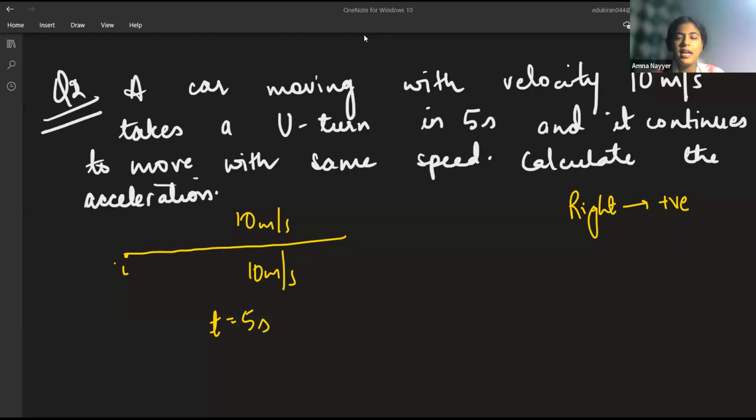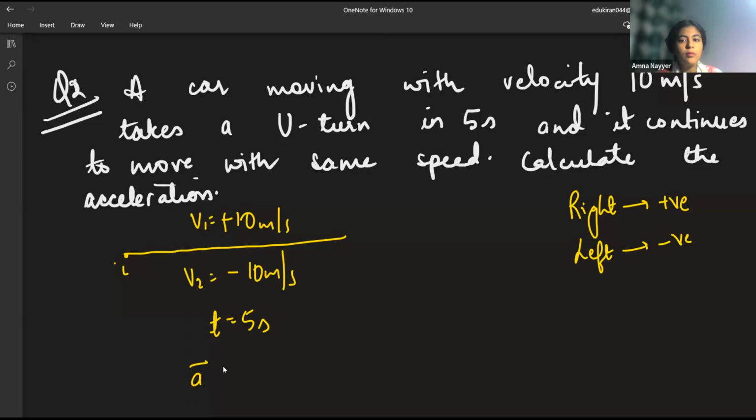You can assume it by yourself. Right can be positive for you, or left can be positive for you, that is totally up to you. But class, what you have to remember is you have to mention your sign convention. For example, I'm mentioning my right is positive, so my left will become negative. It means this speed becomes plus 10 meter per second and this speed becomes minus 10 meter per second, right?